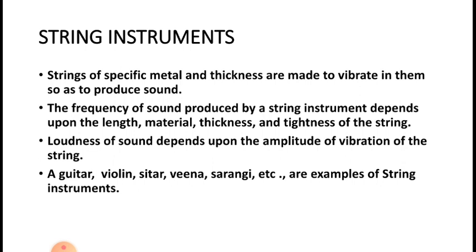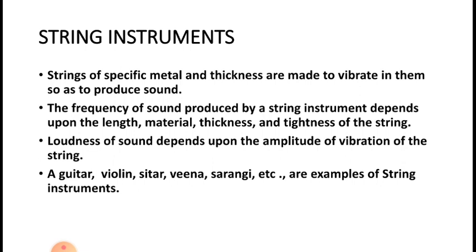Okay, first one is the string instruments. Strings of specific metal and thickness are made to vibrate in them so as to produce sound. See, while saying about the string instrument, the picture that comes to our mind is about the guitar, the violin, sitar, veena, sarangi, etc. Isn't it? So these are the examples of string instruments.